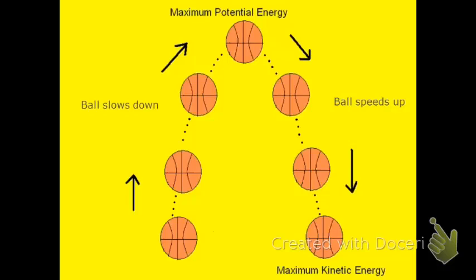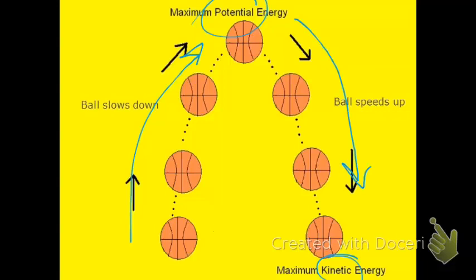So look at this diagram. Does this make sense to you? The ball is going slowly as it goes up. Once it gets to the top of that arc, that curve, it reaches its highest point and the most potential energy. Then, as it starts to come down, its speed increases. So by the time it gets to the bottom, it has the most kinetic energy.